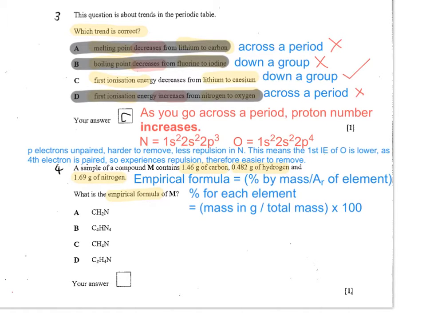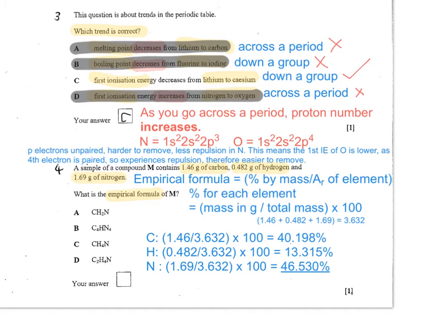So the total mass can be worked out by adding all the values together. Then what you've got to do is take each individual mass. So for carbon, you can see that the total of all the individual masses adds up to 3.632 grams. So that's going to be the total mass of my sample. What we do is we divide the individual grams for each element by that total, then multiplying each one by 100, that gives you an individual percentage for each element.